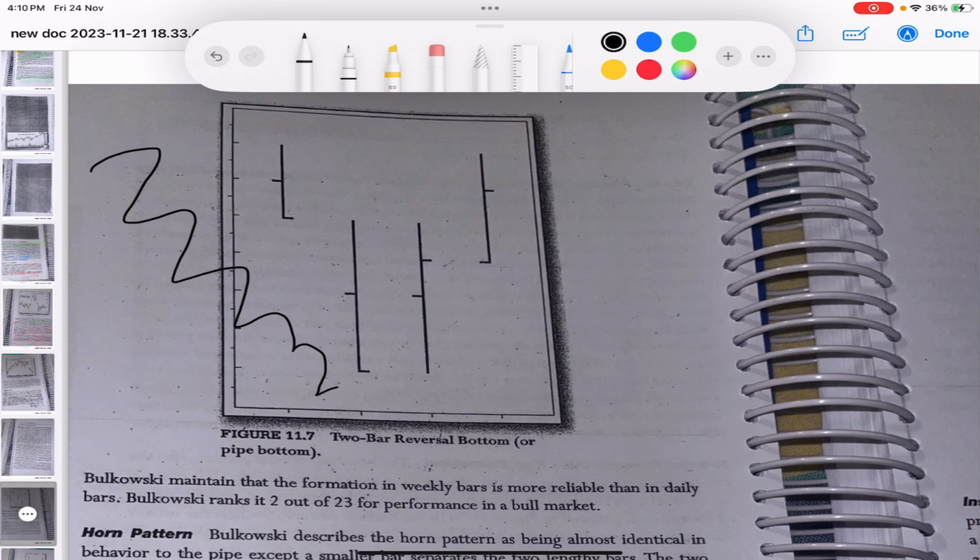In the bottom pattern, you can see that it's forming at the bottom of a trend, which means it is the end of a trend. That is what you can see. A 2 bar reversal, this is what is referred to as a 2 bar reversal. Now you can see the first bar usually closes in the lower half of the bar, right?